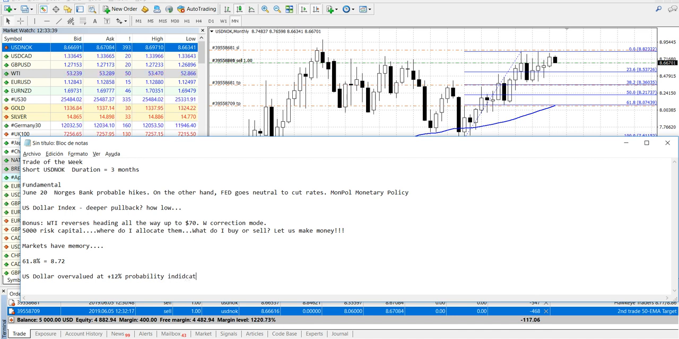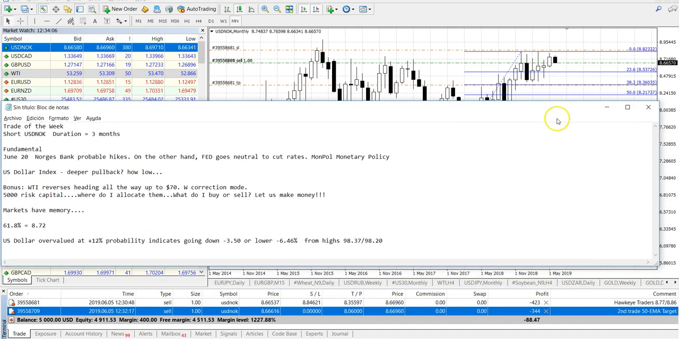Probability indicates going down at least minus 350 or lower, minus 6.46% from current levels. Well, actually from 98, so keep that in mind. From highs, 98.37 estimated, 98.20. Those levels, so that's very important for you to have.